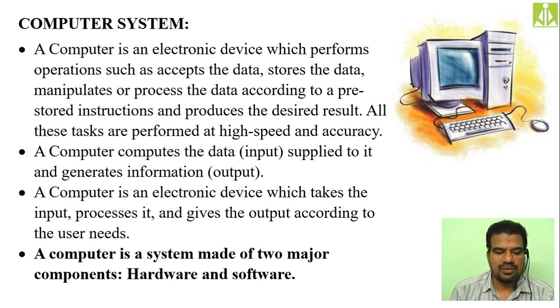If you see the last point in this discussion, a computer is a system made up of two major components. One is hardware and the other one is software. So inside a computer, whatever components we have, they have been categorized into two: hardware and software. We need to have a brief clarity on what is hardware and what is software.